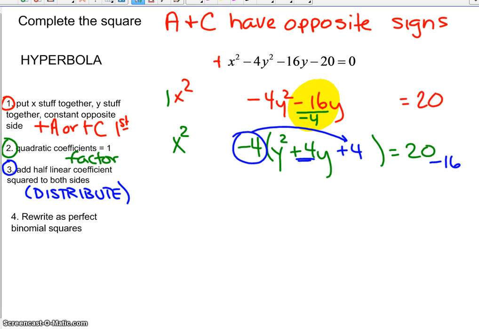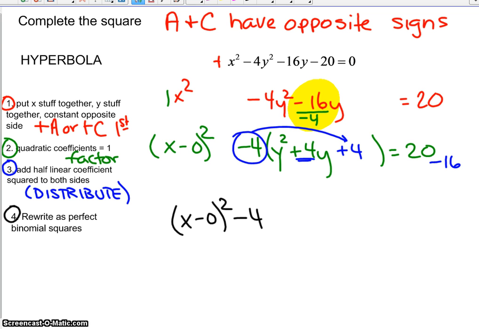Now, if you notice, I haven't done anything with that x squared piece. And remember, we've run into this. Again, x squared, I already have a perfect binomial square there. I can take x minus 0, x plus 0, whichever one you prefer, and square that. It's still the same thing. So now let's go in and rewrite as perfect binomial squares, which I actually just did with the x part. The -4, my y is going to become half of that linear again, so half of +4 becomes +2. Combine over here, and we get 4.